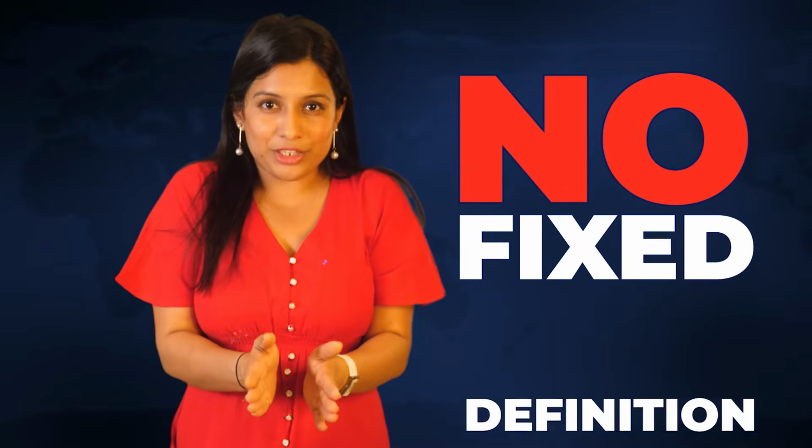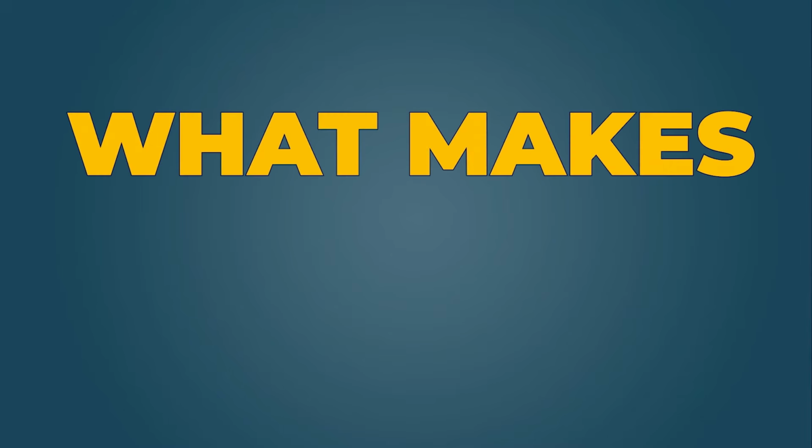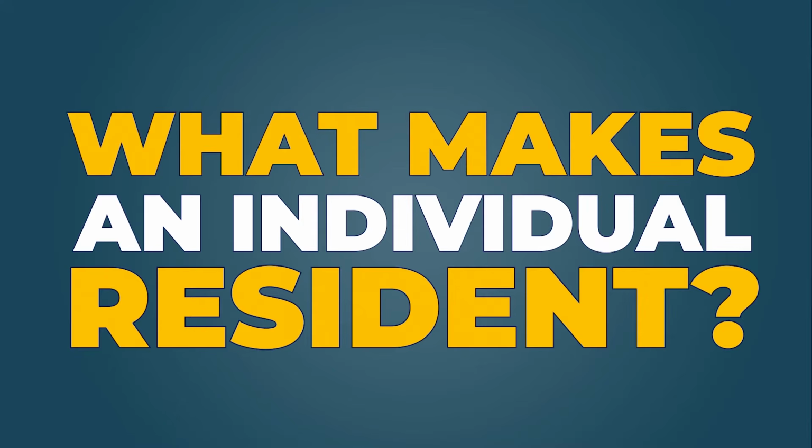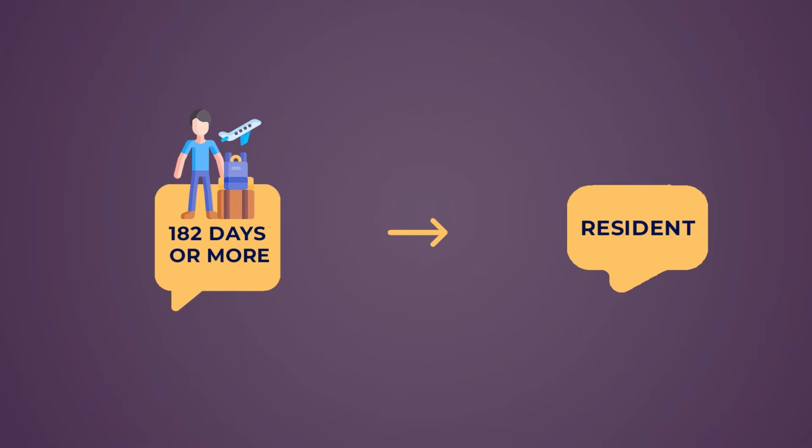And another most important point is, there is no fixed definition which you can find in Income Tax Act which defines who is NRI. So we have to see what makes an individual resident, because there is a definition for resident. So whoever is not resident will end up becoming NRI. Section 6 Clause 1 of Income Tax Act, it specifies two basic conditions. One is stay of 182 days or more. If any person has stayed for 182 days or more, he becomes resident.